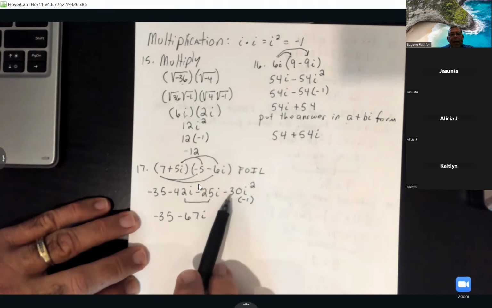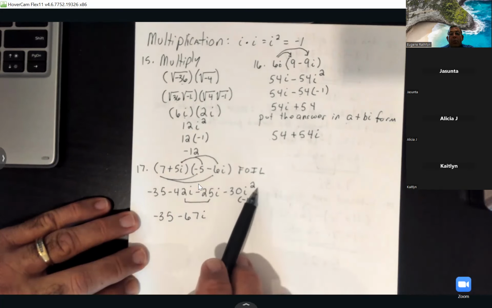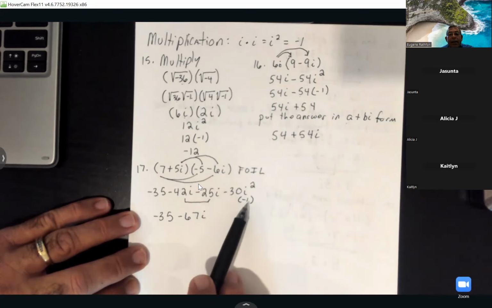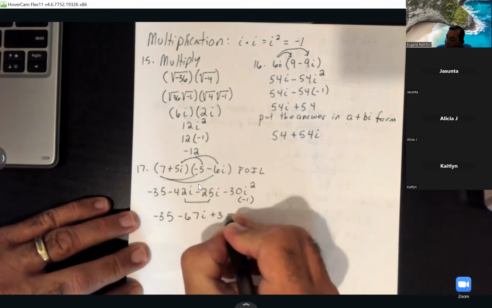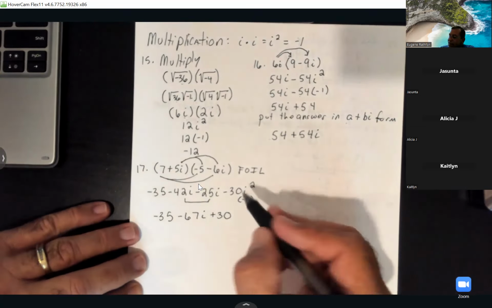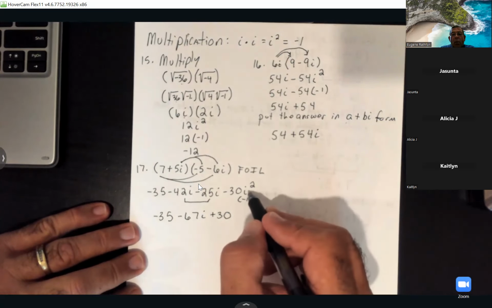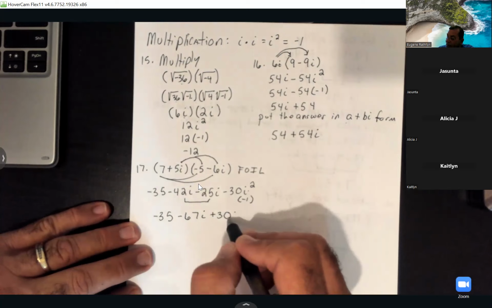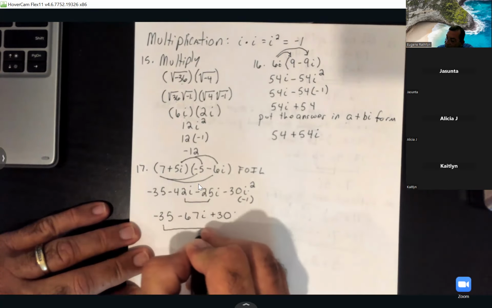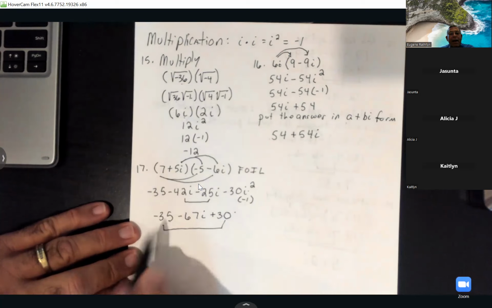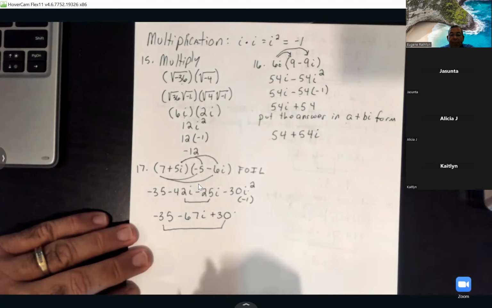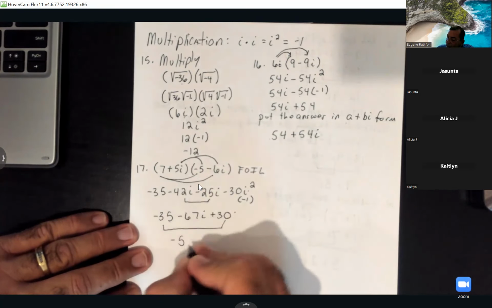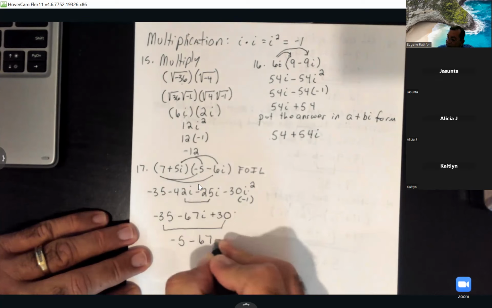And y'all, let's see, right at the end, we had a negative 30i squared, which is like a negative 30 times a negative 1, which makes that a positive 30. Well, check this out. Since we turned the negative 30i squared into a positive 30, that positive 30 will now add to that negative 35. So a negative 35 and a positive 30 give me a negative 5 minus my 67i.